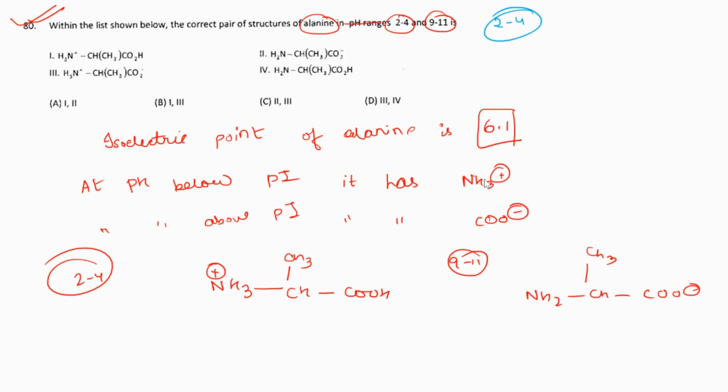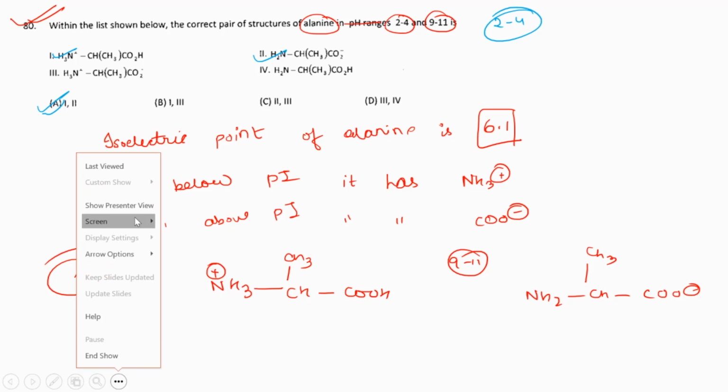So your correct answer is NH3 plus CH CH3 COOH, this one, and NH2 CH CH3 COO minus, this one. So the answer is 1 and 2, option A. So we have solved the chemistry questions, questions 61 to 80 of WBJEE 2015.